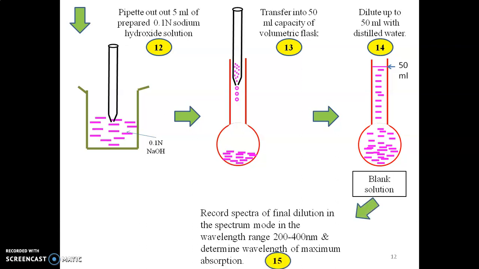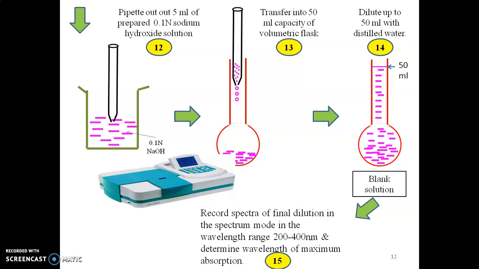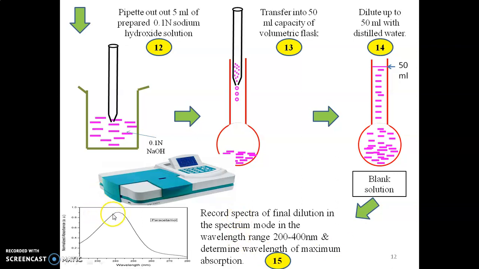Then record the spectra of the final dilution in the spectrum mode in the wavelength region 200 to 400 nanometer and determine the wavelength of maximum absorption. So this is the point where the maximum absorption takes place, but at which wavelength does it take place? That is at this wavelength. You have to determine at what wavelength the maximum absorption of the electromagnetic radiation takes place from this spectra.